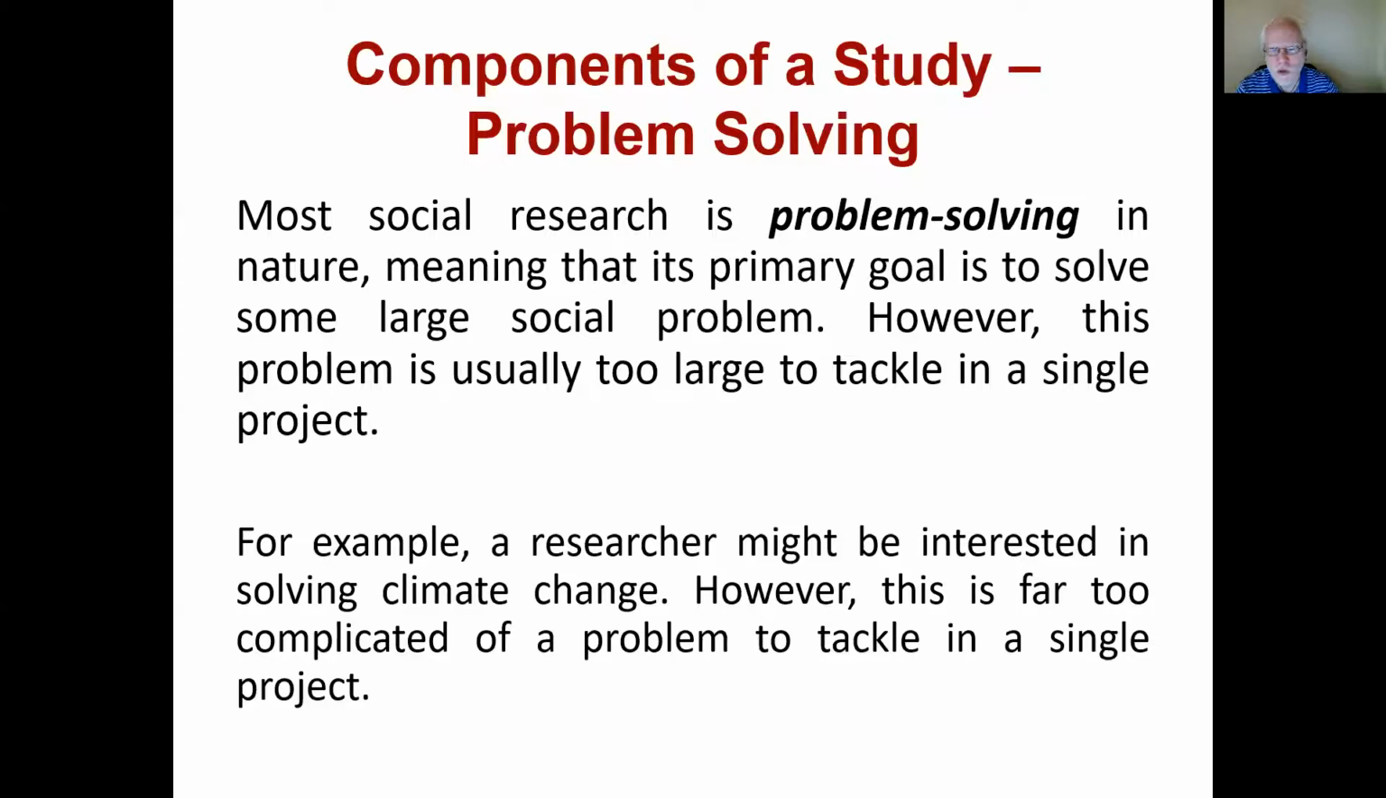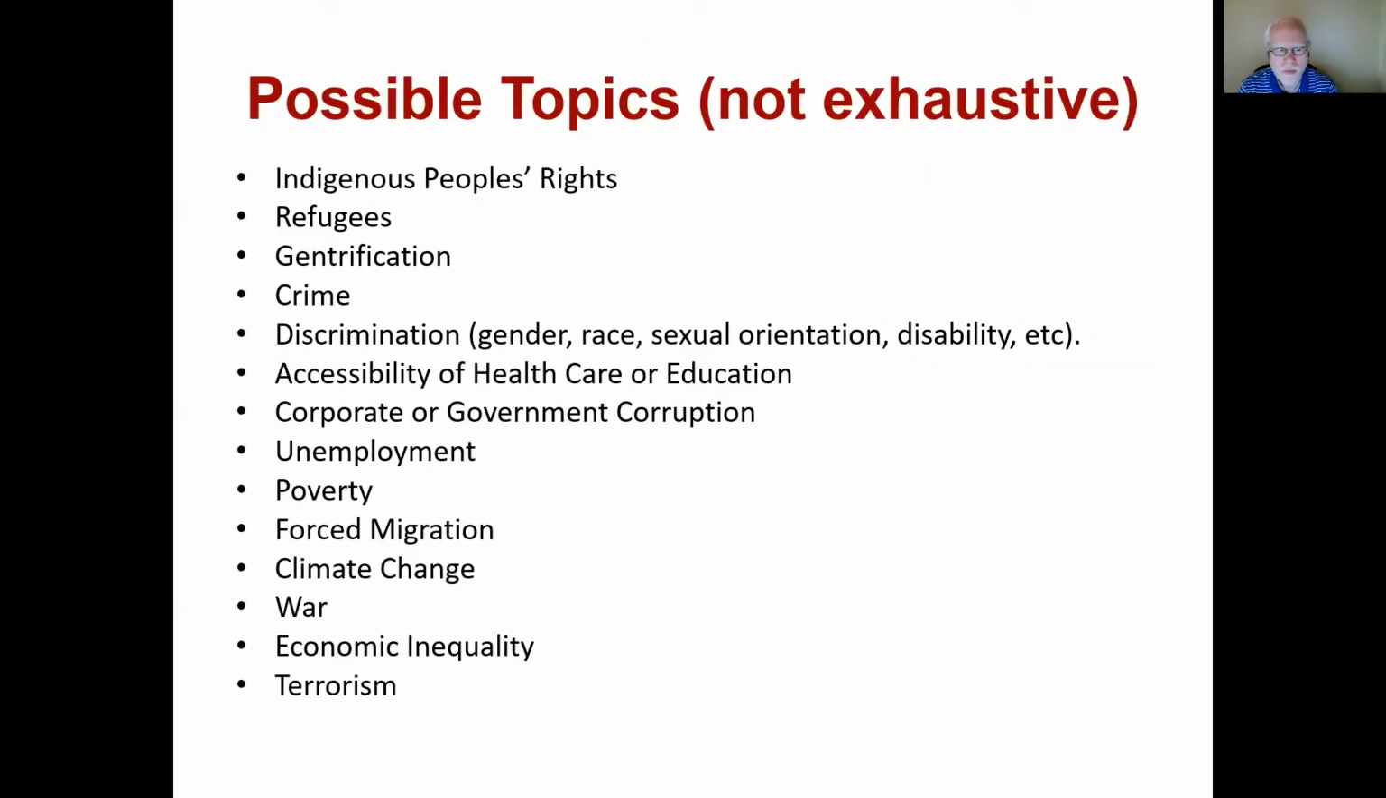So most social research is problem solving in nature, meaning that its primary goal is to solve some large social problem. However, this problem is usually too large to tackle in a single project. For example, a researcher might be interested in solving climate change. However, this is far too complicated of a problem to tackle in a single project, right? You're not going to solve all of climate change in one project. It would take multiple books.